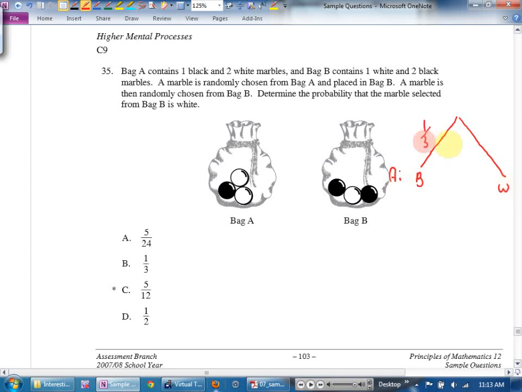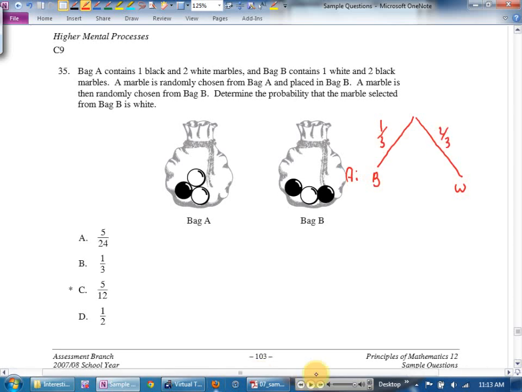Now, down this branch, we picked a black marble from bag A. What did we do with that black marble? Put it in bag B. So how many black marbles are there actually in bag B down this branch? 3 out of how many, Dina? 4. 1 out of 4.